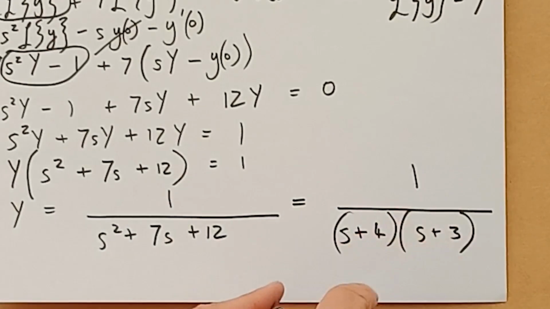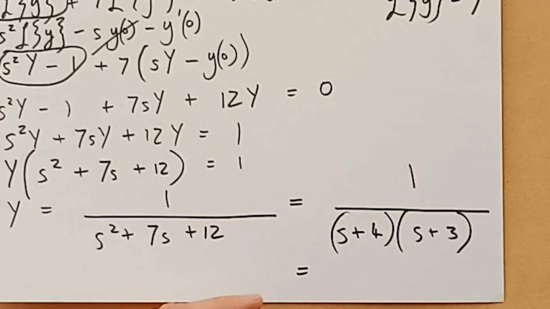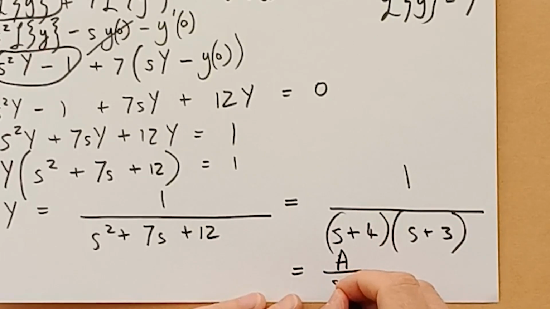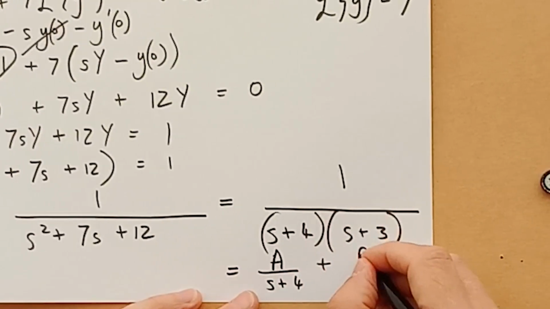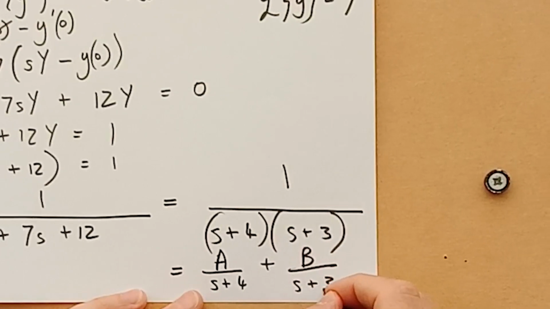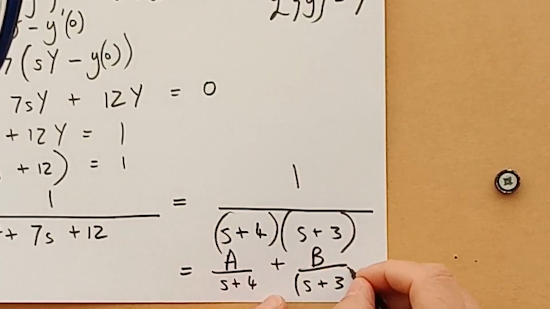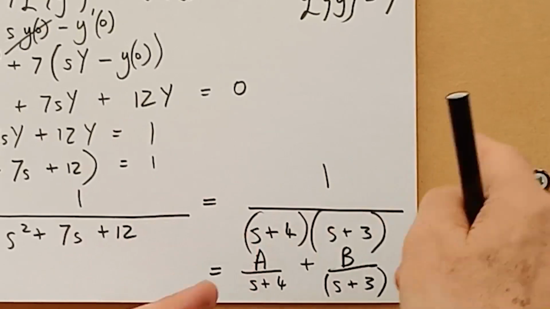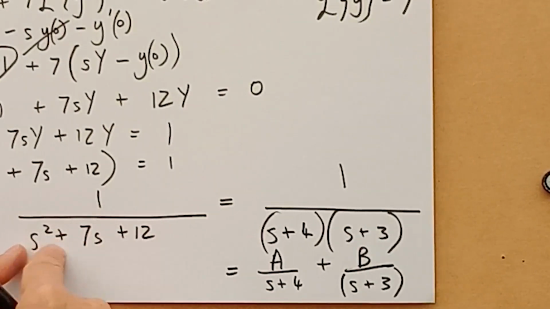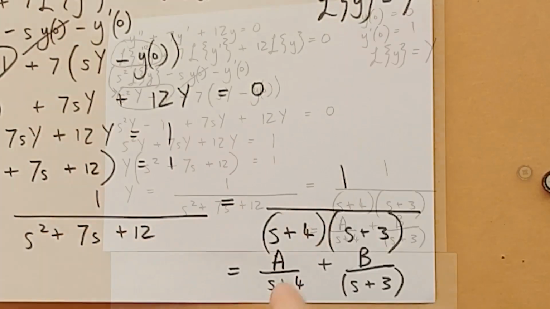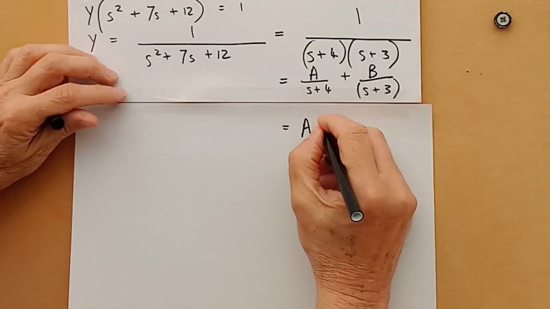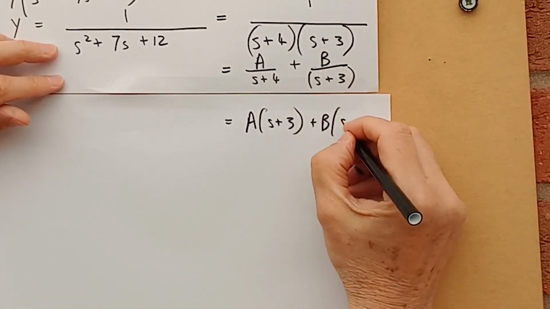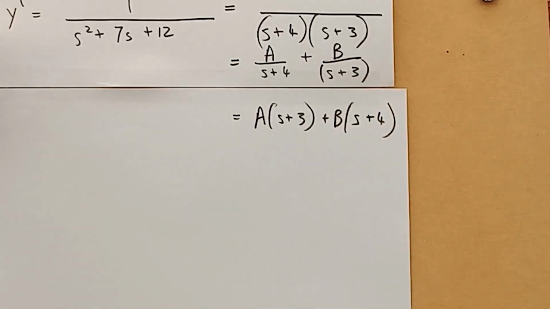Okay, now we can write this using partial fractions, equals A over s plus 4 plus B over s plus 3. And if we multiply all of it by s plus 4, s plus 3, we get 1 equals A multiplied by s plus 3 plus B multiplied by s plus 4.